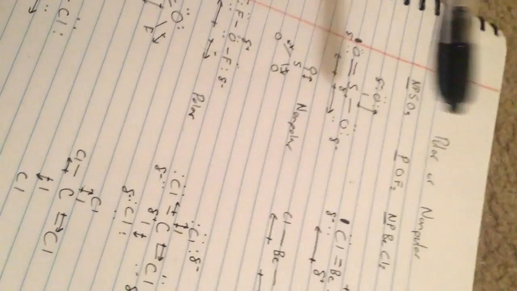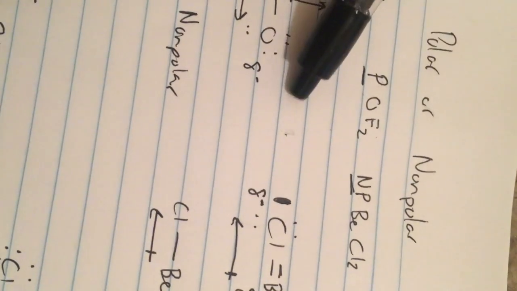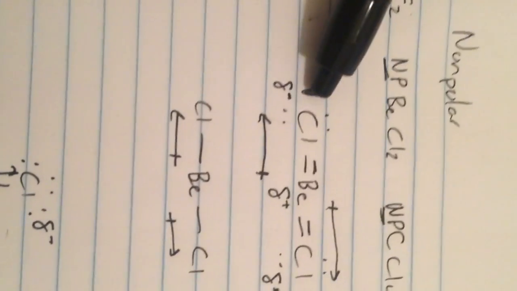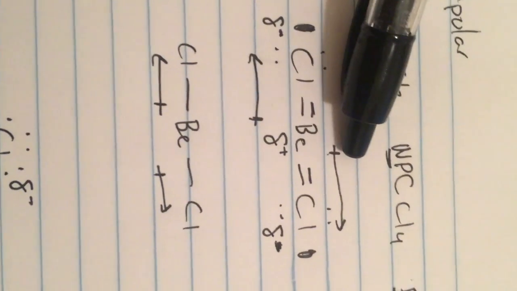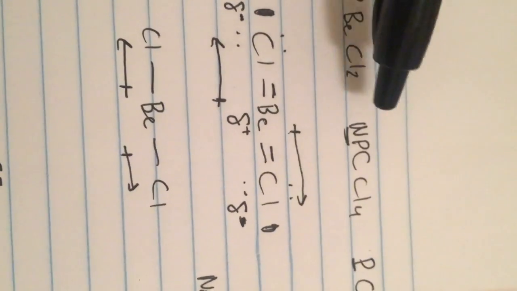So, yep, you have SO3 nonpolar, OF2 polar, BeCl2 nonpolar, CCl4 nonpolar, and O3 is polar. So 2 of these are polar, 3 of these are nonpolar. That's it.